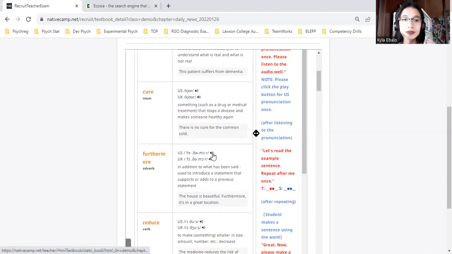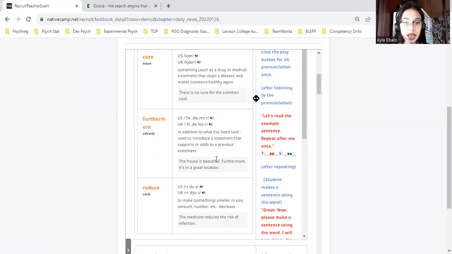Let's have the third word. Please listen to the audio. Okay. Furthermore, it is an adverb. When we say adverb, it describes a verb, an adjective, and another adverb. In this case, the way it is used in the sentence is in addition to what has been said. It is used also to introduce a statement that supports or adds to a previous statement. So let's have the example sentence. Again, repeat after me once. The house is beautiful. Furthermore, it's in a great location. Now it's your turn, Francis.